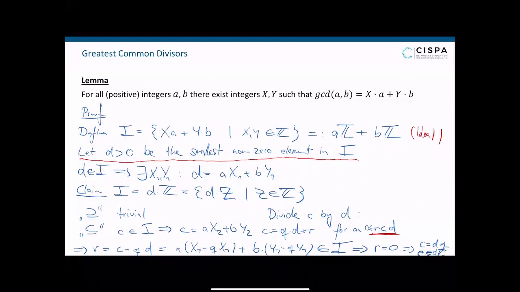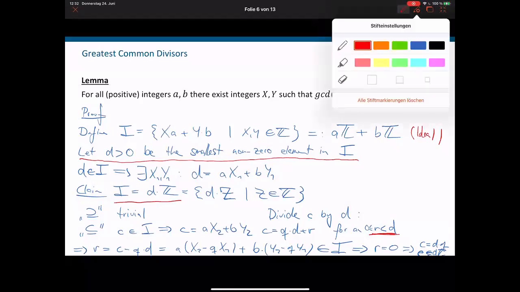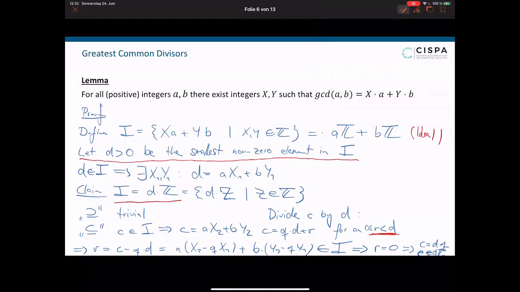And what we've seen so far is I've been talking about this set of all linear combinations of a and b, which we call an ideal. And I have shown that for any numbers a and b, we find a number d such that I can be written as d times Z. Right, so let me maybe put this stuff here.